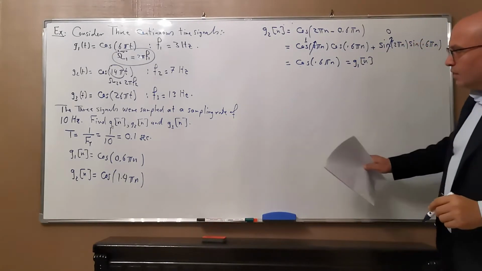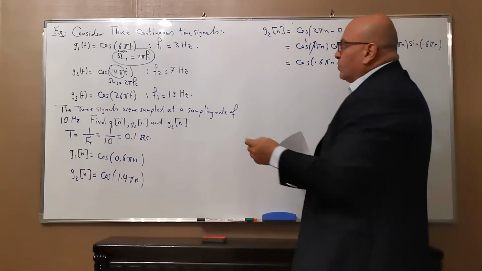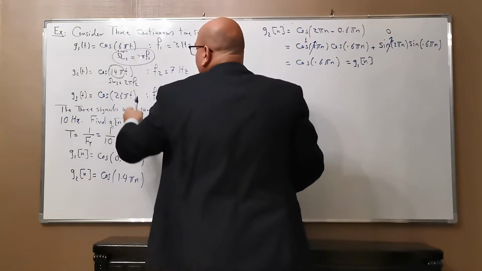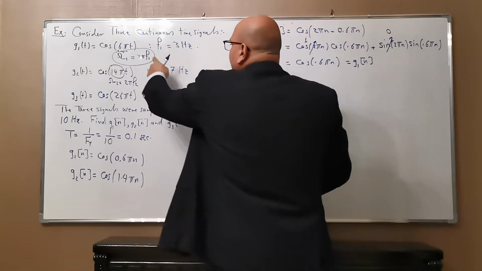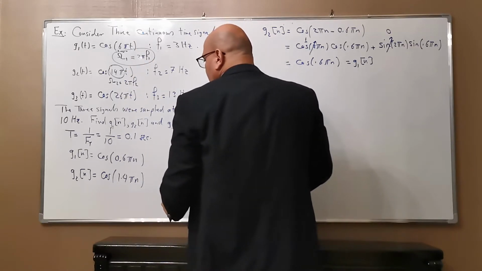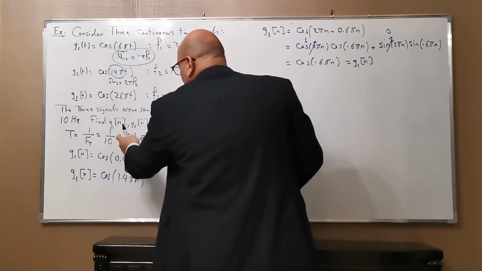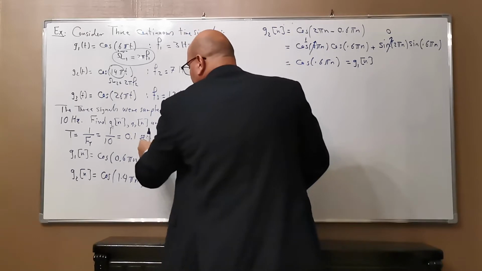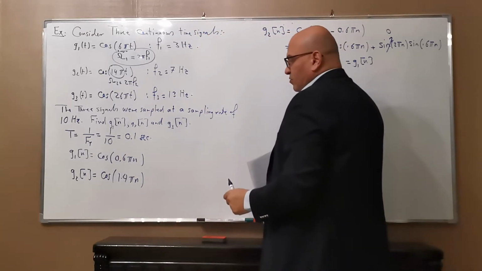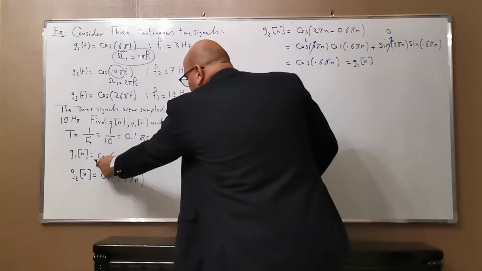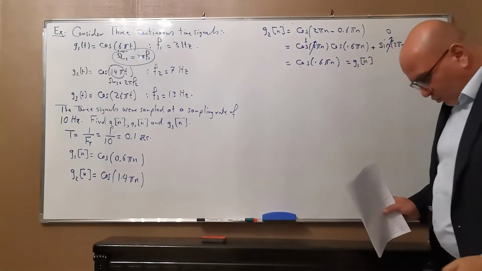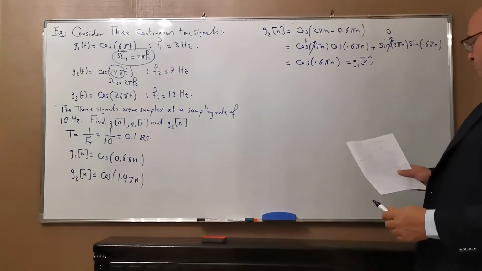So two totally different, completely different signals in the time domain. When you sample both of them at this rate, which is 0.1 second for each sample, you will get g1 of n and g2 of n to be exactly the same. Okay?